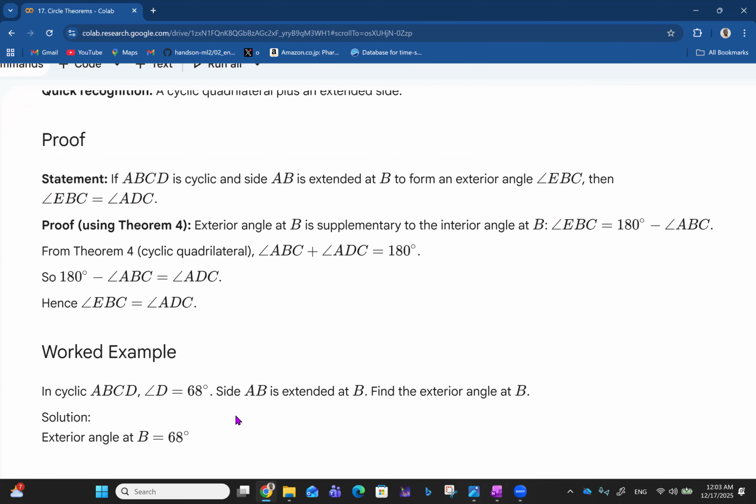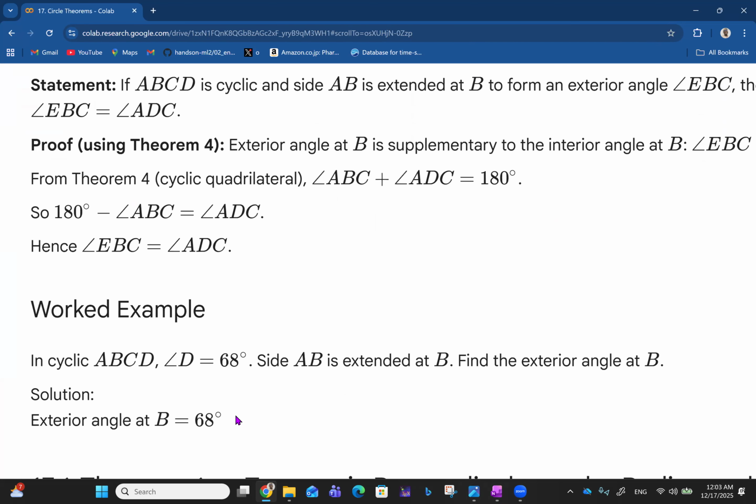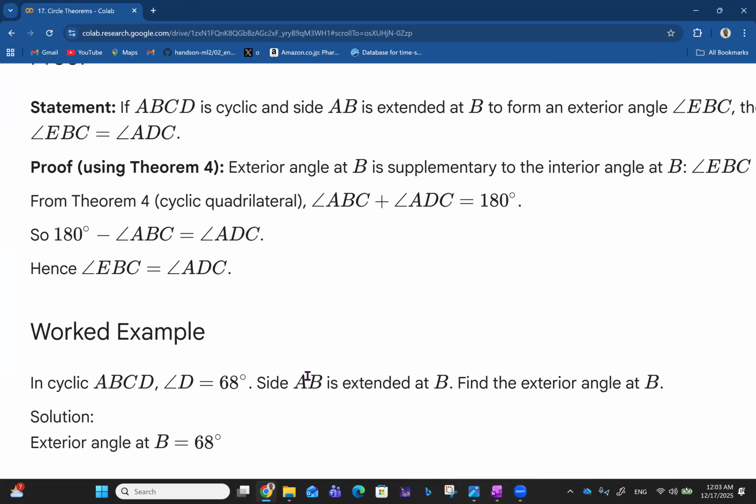So the worked example here: in a cyclic quadrilateral ABCD, angle D is 68 degrees. Side AB is extended at B. Find the exterior angle at B.